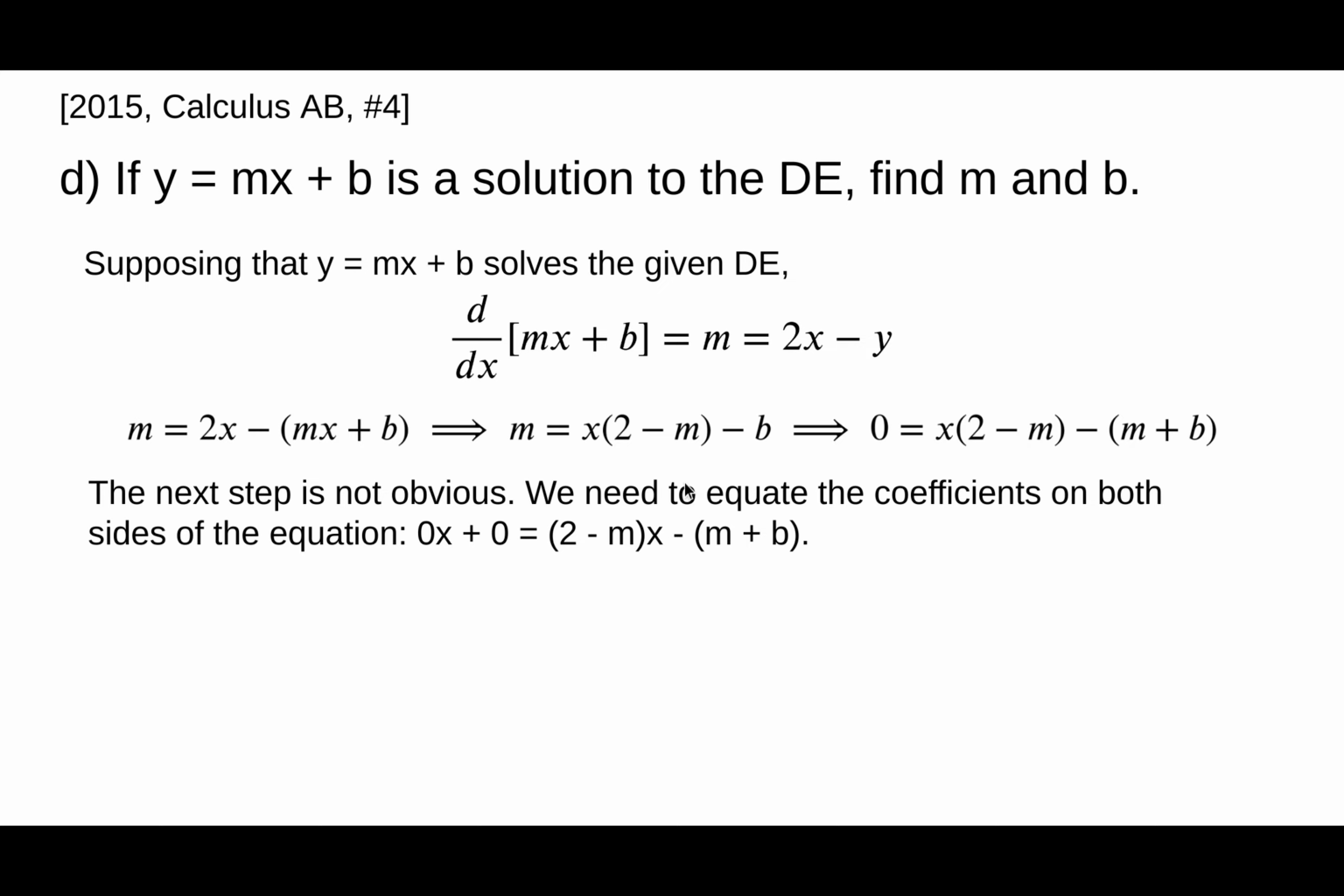Well, in order for x times (2 minus m) minus (m plus b) to be 0, the 2 minus m would have to be equal to 0 all the time, and m plus b would have to equal 0 all the time. So we can use that to solve this equation. Given the requirement that (2 minus m) times x minus (m plus b) is equal to 0, m would have to be 2 and b would have to be negative 2.